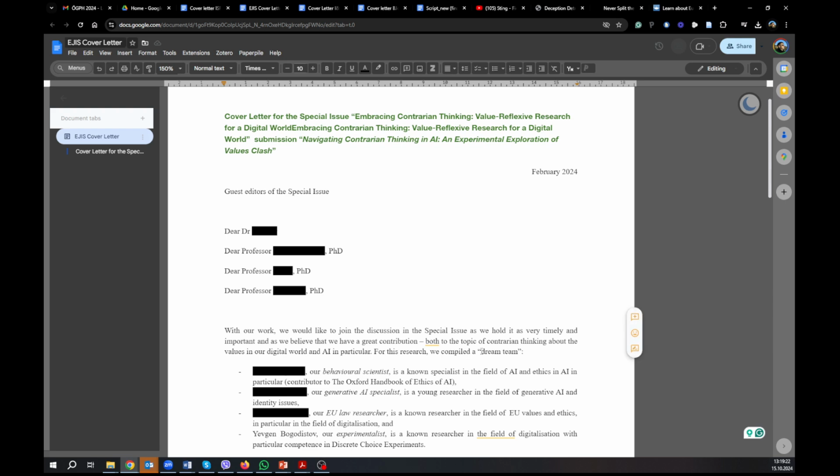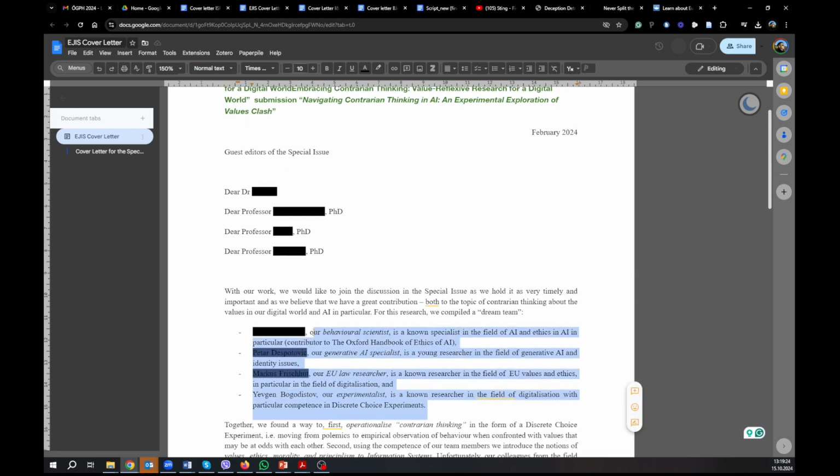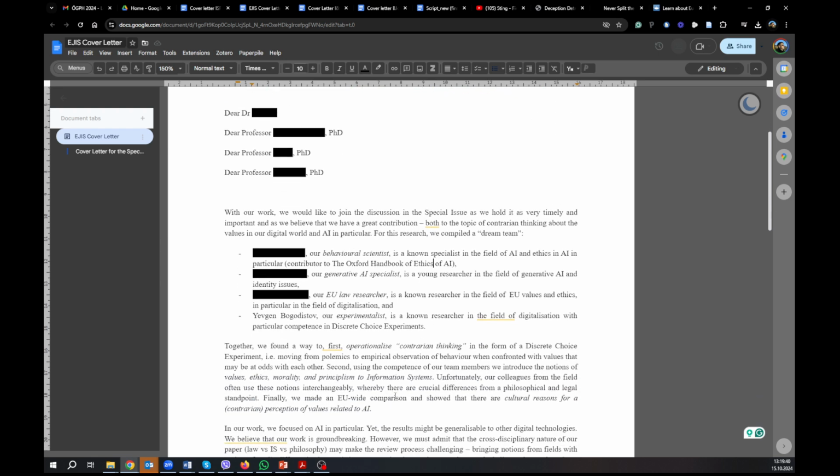For this research, we compiled a dream team. Here we mentioned our dream team, and there was a reason for this, because we were very different people from different research fields. We have a lawyer, we have behavioral scientists, we have a generative AI specialist, and I was there as the experimentalist. And this could explain in the next paragraph why we needed this team and why it's worth considering us. Otherwise, the editor, if he knows you are one of the co-authors, may think, you are not from the information systems field, you're wrong here. Together, we found a way first to operationalize contrarian thinking in the form of the Screechos experiment. This is my role.